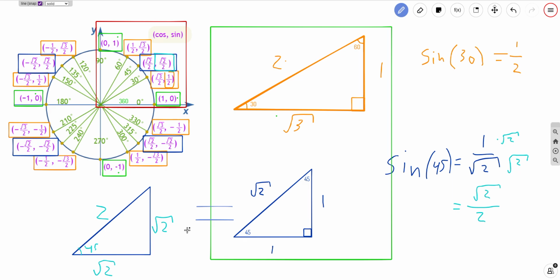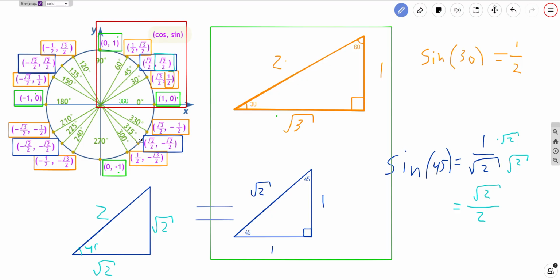Instead of 1, 1, square root of 2, we have square root of 2 on both sides and 2 on the hypotenuse. And in this way, you can see that sine is square root of 2 over 2. Cosine also is square root of 2 over 2. And so these four, estos cuatro, son en esta manera. You're just changing the sign.